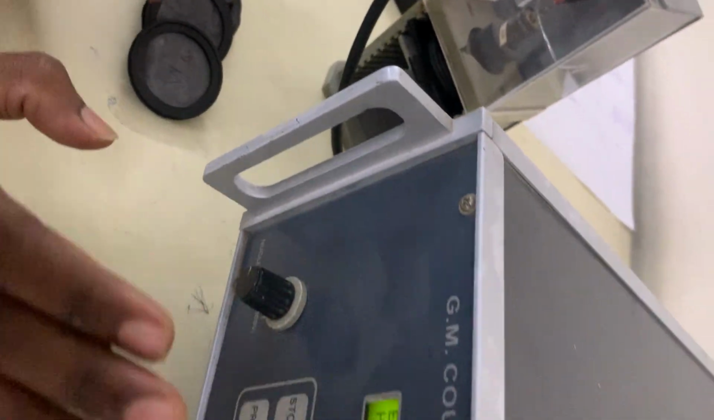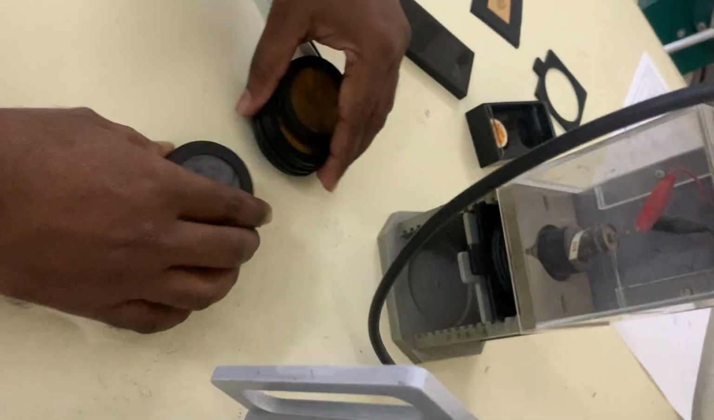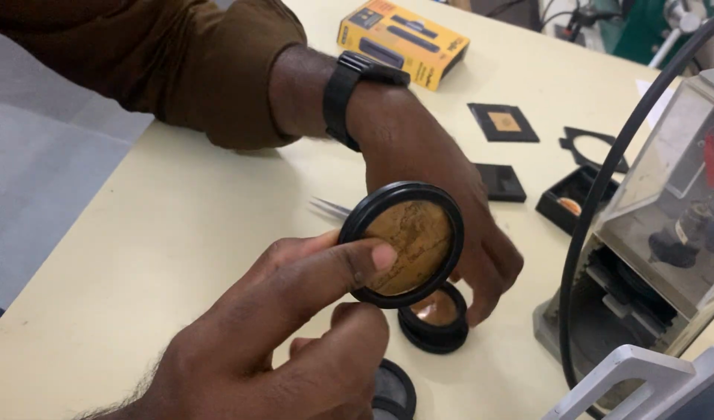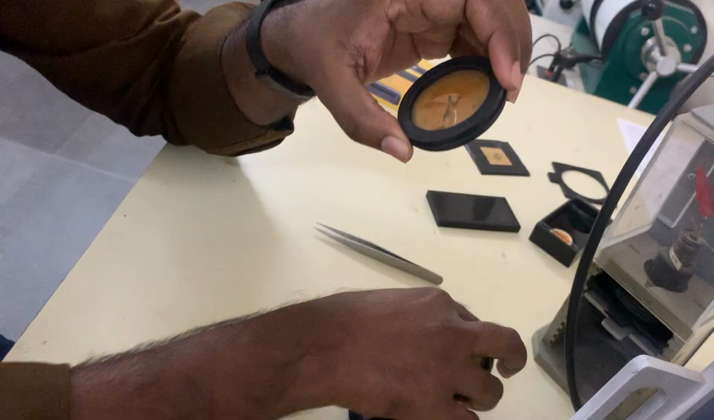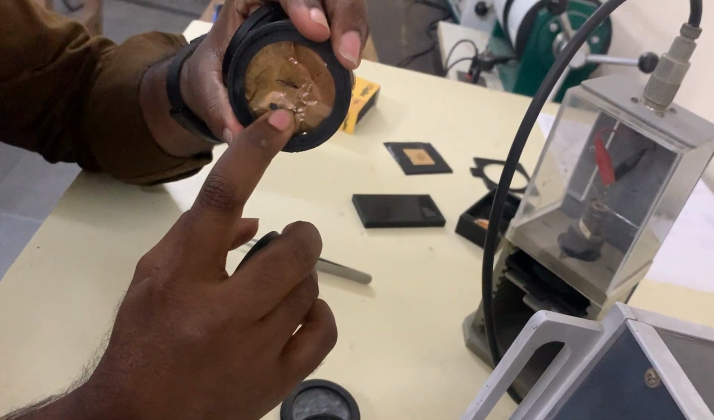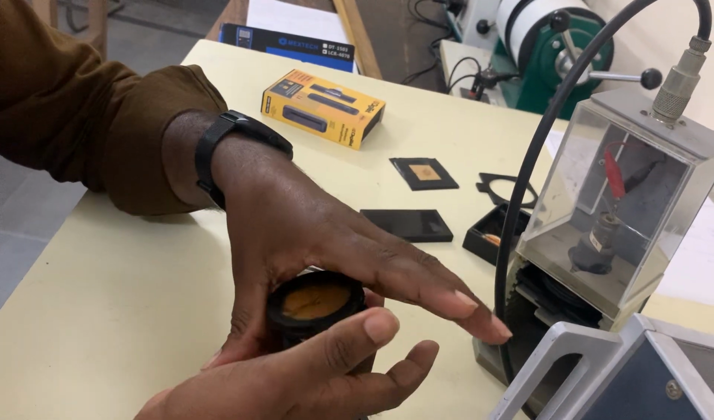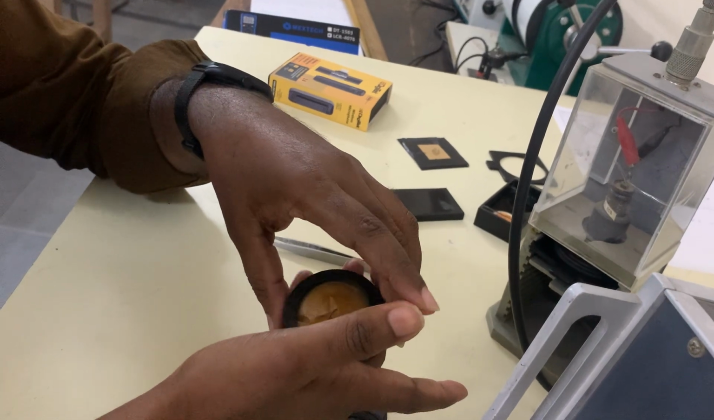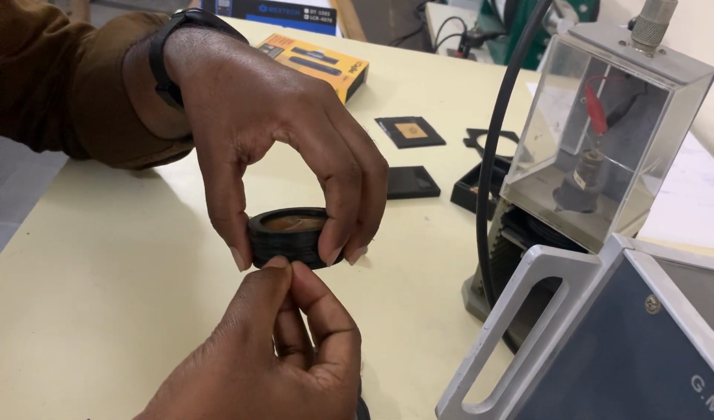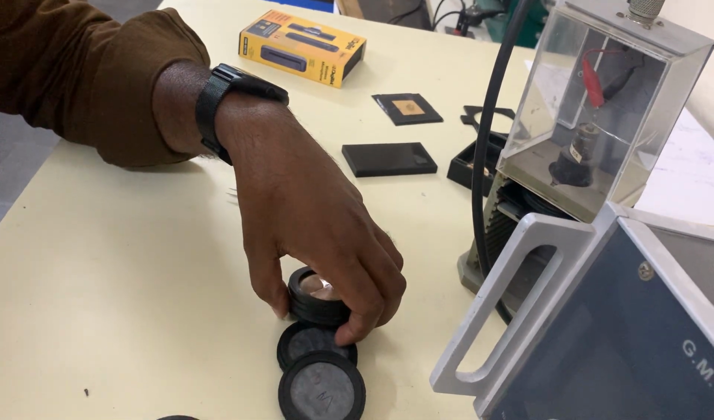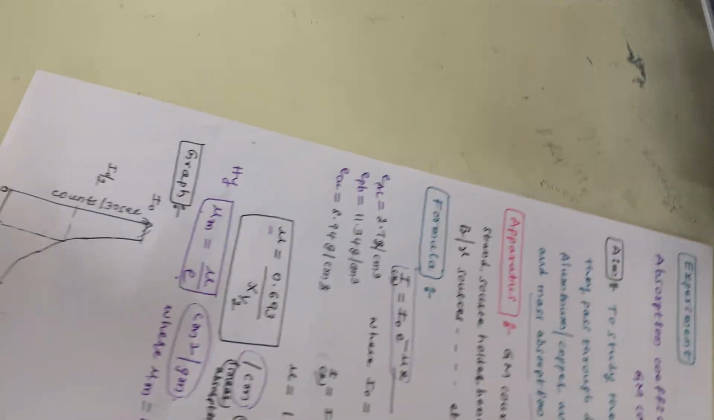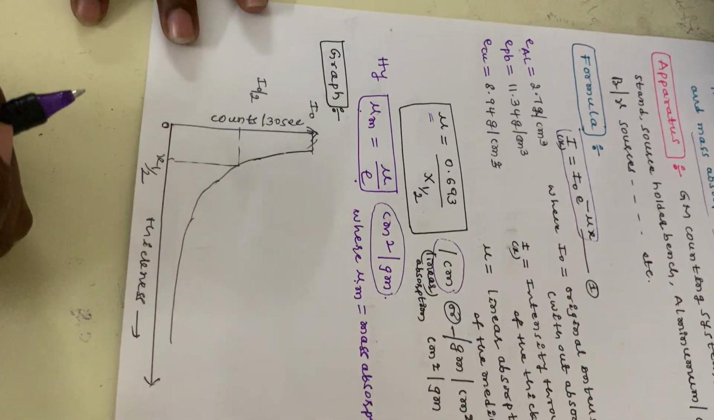Now for 30 seconds you have to keep that one. First one sheet you have to keep, the second sheet you have to keep, and the third sheet you have to keep, so different thicknesses. And then you calculate the values. Those values you use to make the plot.